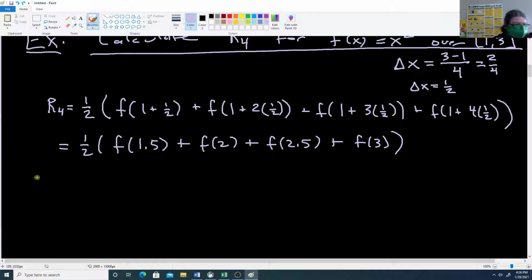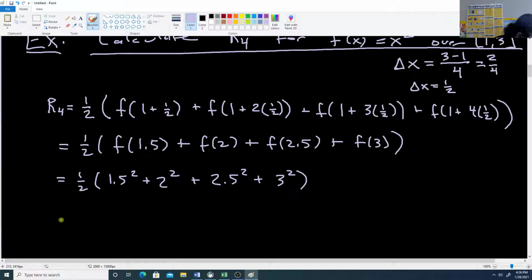Now to actually get these numbers, okay, this is a half. Our function f of x is just x squared. So if we want f of 1.5, that's 1.5 squared. So that'll be 1.5 squared, plus f of 2 will be 2 squared, plus f of 2.5 will be 2.5 squared, plus f of 3 will be 3 squared. And then we type this into our calculator, and it'll give us an approximation.